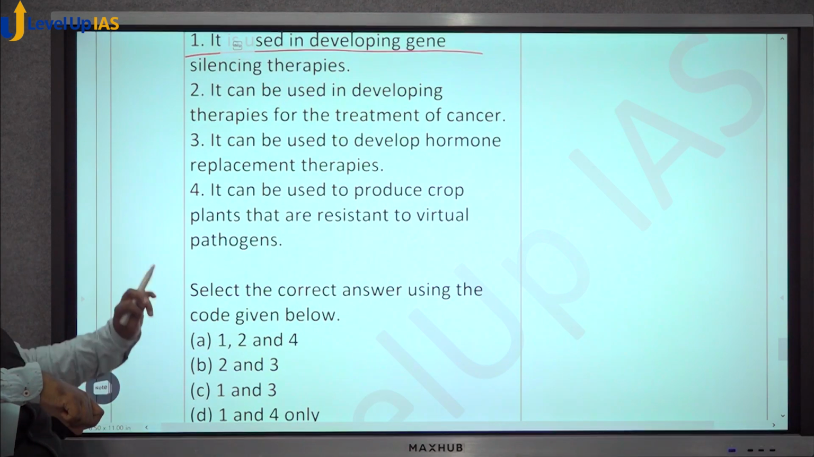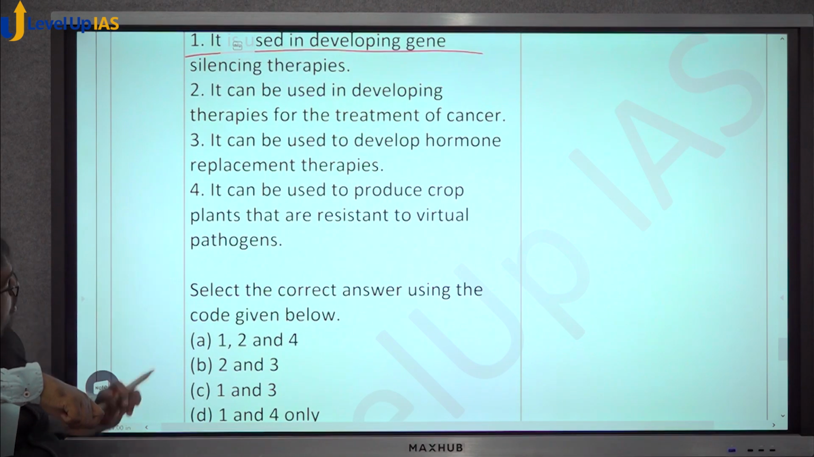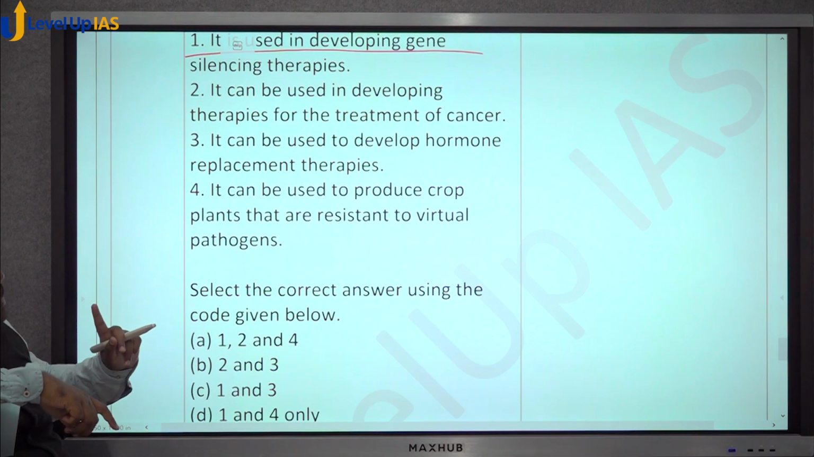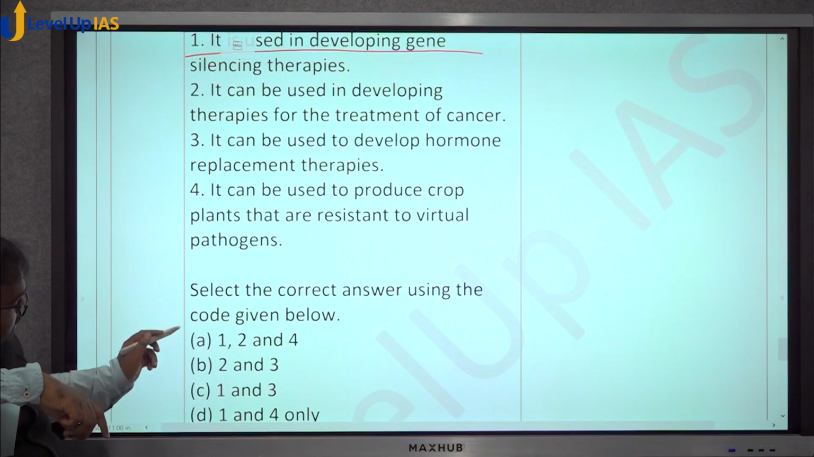Sorry. It can be used to develop hormone replacement. Achha, 3 is wrong. I'm sorry. 3 is wrong. What was correct? 1 is correct. 3 is wrong. These two are wrong. Okay, we are left with ACD.